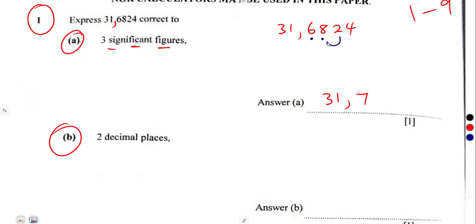So is this 2 going to change 8? No. 2 is less than 5. So it's not going to change. So we're going to consider this part as it is, and these ones will be zeros. So that's 31,68. 2 cannot change that 8, all right?